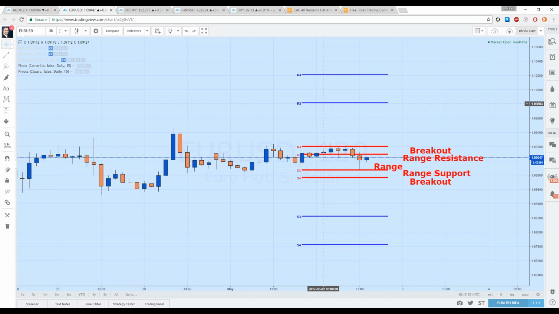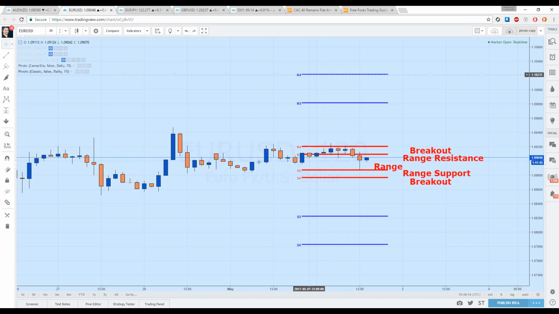But on your average trading day, just think about it rhetorically. Does a 160 pip trading range make sense? For most traders, that answer is probably going to be no. For me, I know the answer is certainly no, and that's why I typically opt to use the Camarilla pivots.